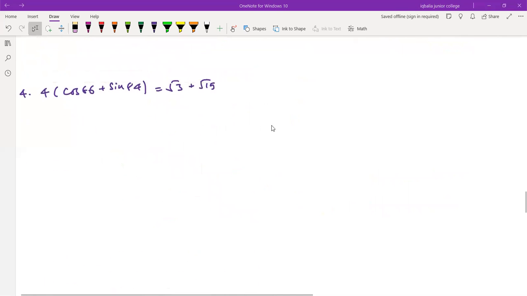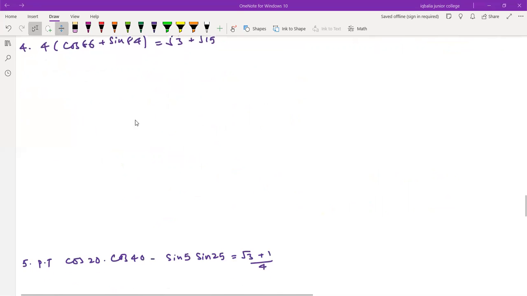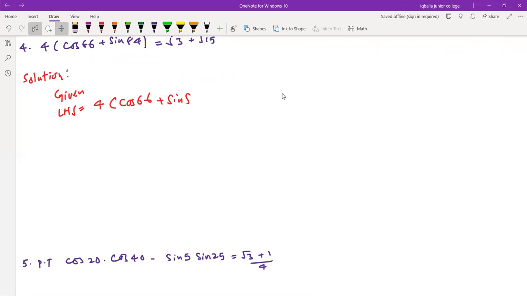Now, question number 4. Solution. Okay, now it is given that the left hand side is cos 66 plus sin 84. So we have to prove that this value is nothing but root 3 plus root 15.